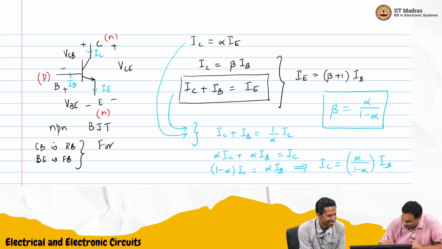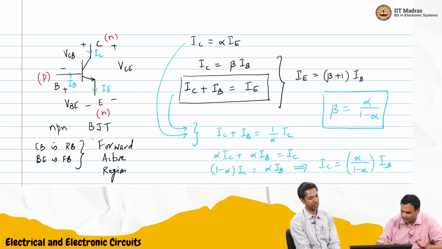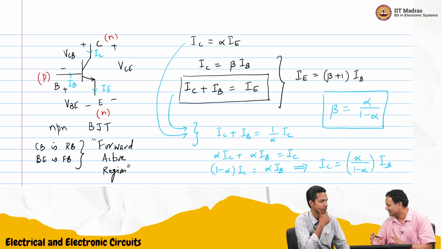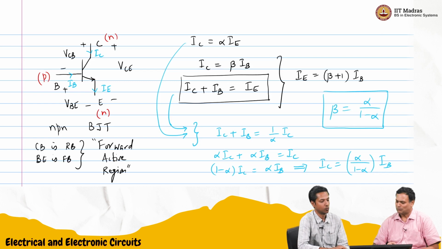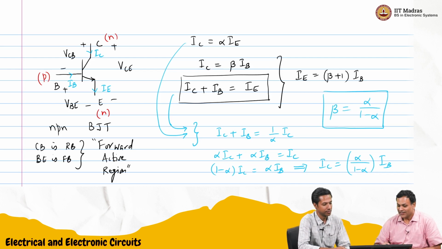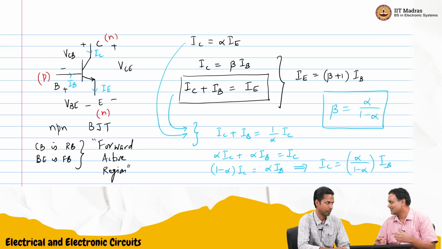So this is called the forward active region of operation. Many people just say active region. We'll call it the forward active, and we will explain what it is later also. There can be other combinations and then some other regions of operation. We can see what happens when VCB becomes forward biased. We can see all of that.